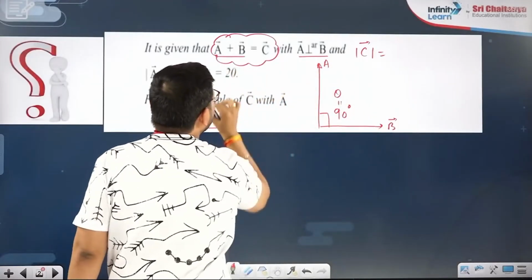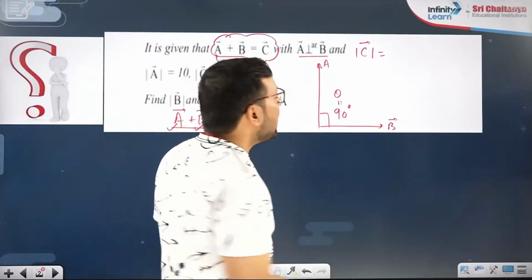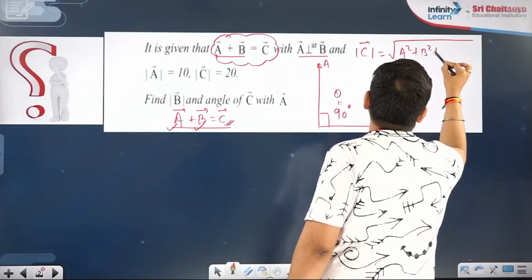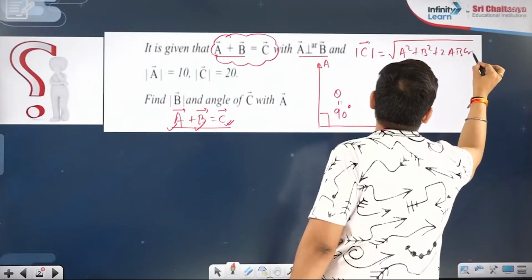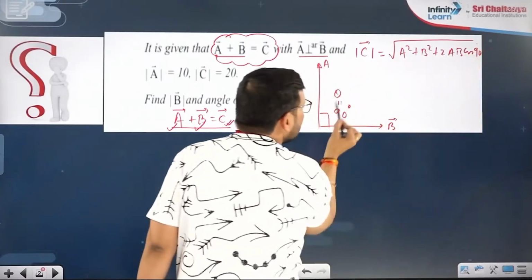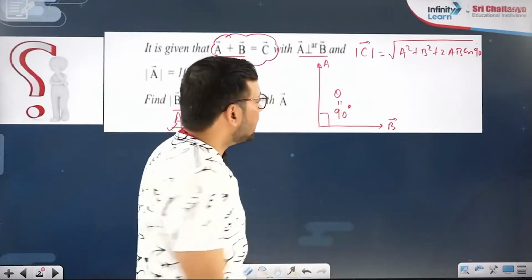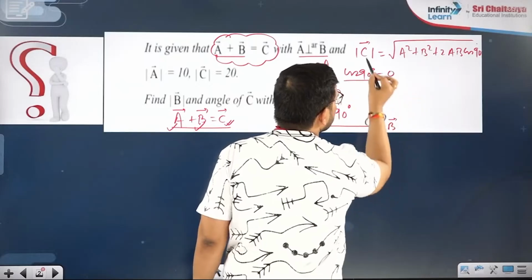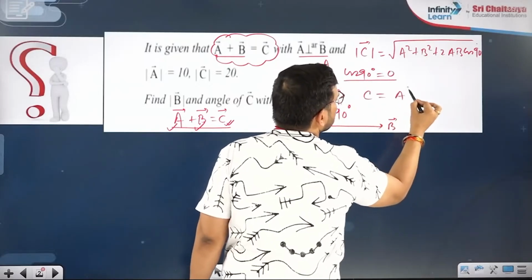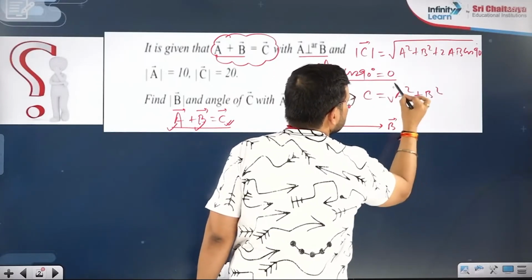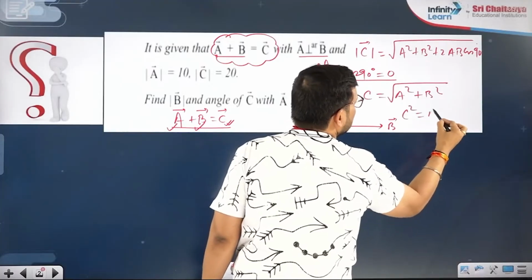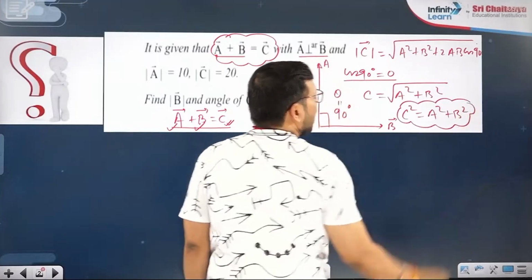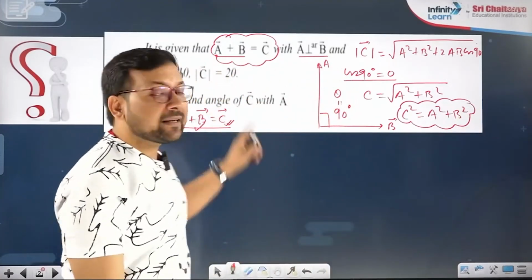it is directly given as A plus B, but I want the magnitude of C, and for that I have the formula A square plus B square plus 2AB cos theta. But in this question, cos theta will be cos 90. And what is cos 90? Cos 90, my dear students, is 0. It means C is equal to the root of A square plus B square, or we can write C square equals A square plus B square, squaring both sides. That result we got from the data given in this question.